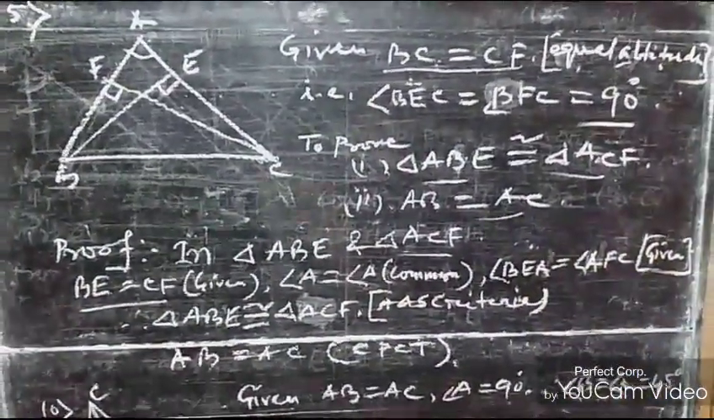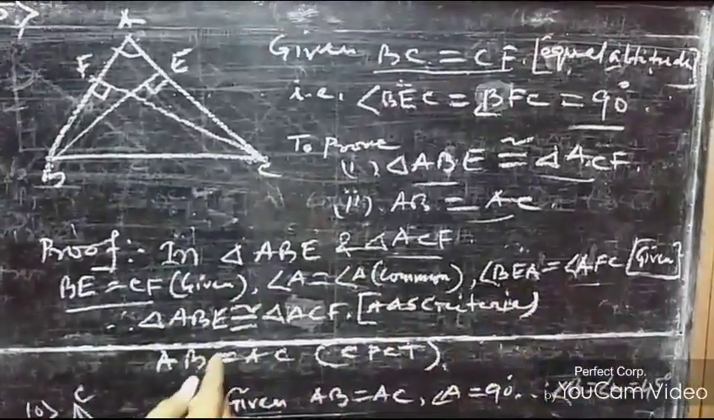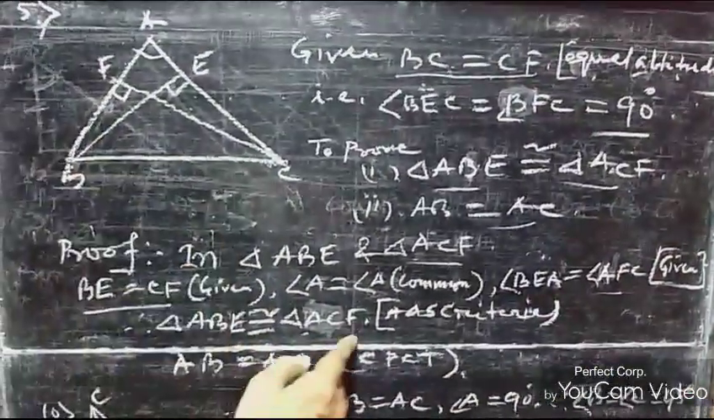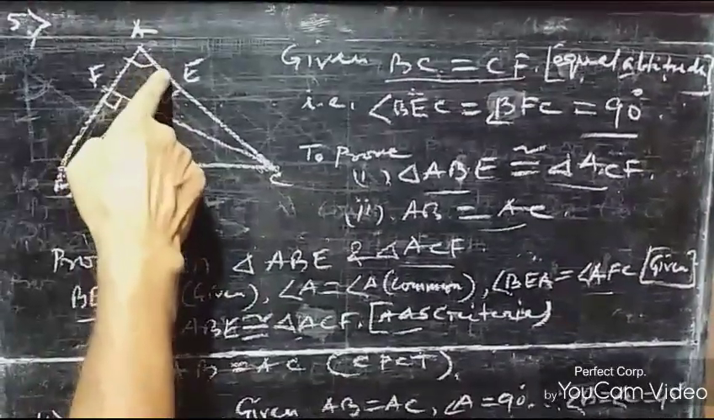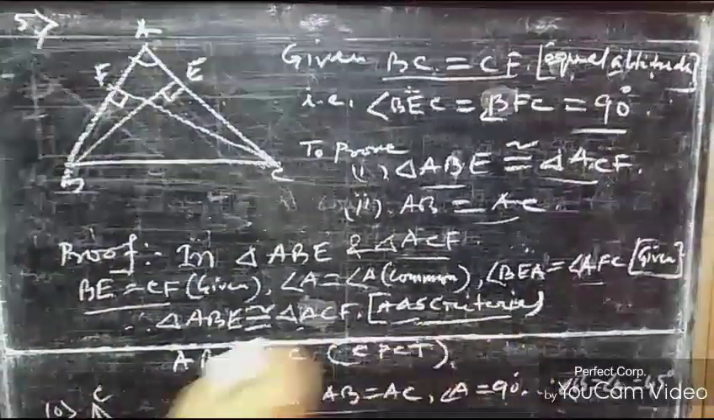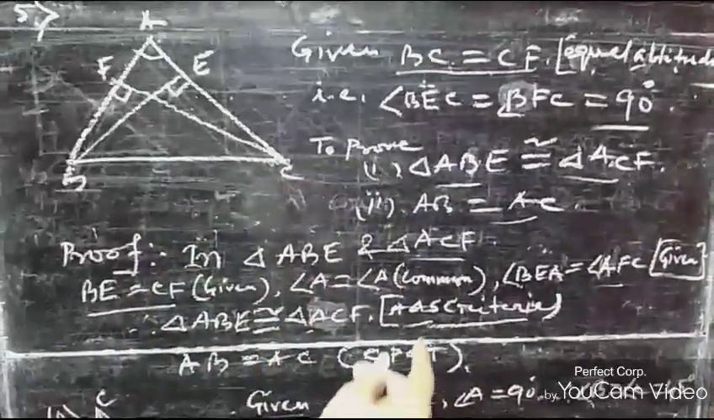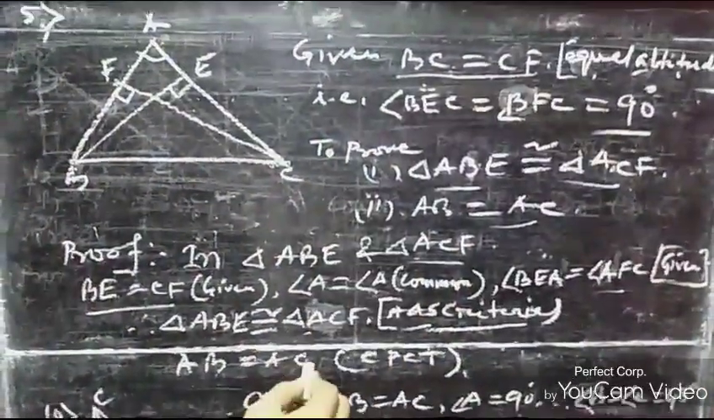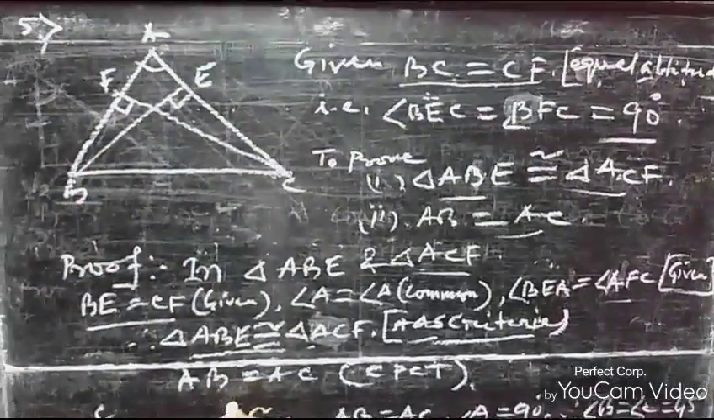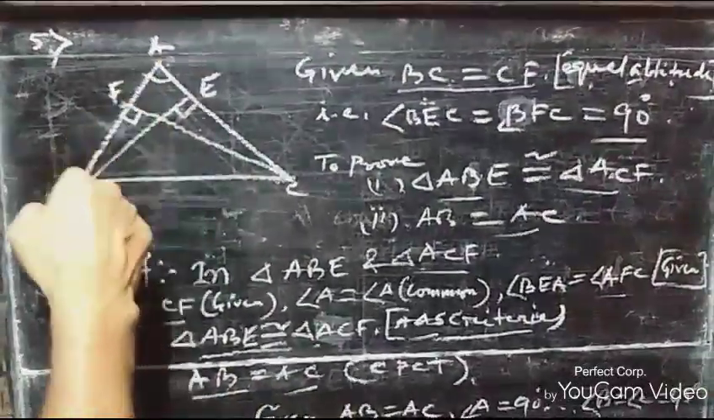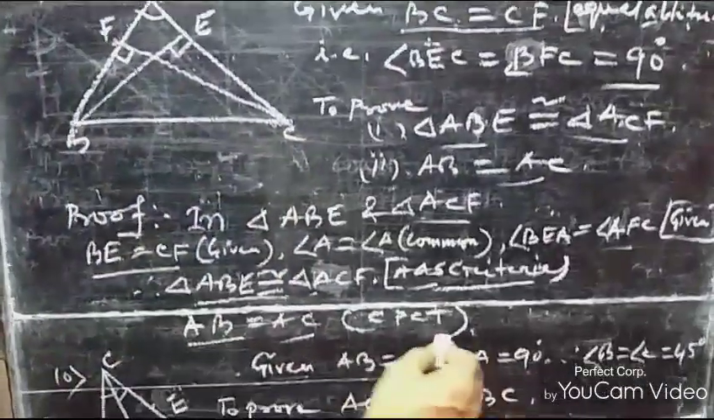So you can just tell these two triangles are congruent. That is, it is actually angle and one side. Angle side criteria we have already proved in our theorem, and these two triangles are congruent to each other. And we can tell the corresponding sides, that is AB equal to AC, and this is the CPCT.